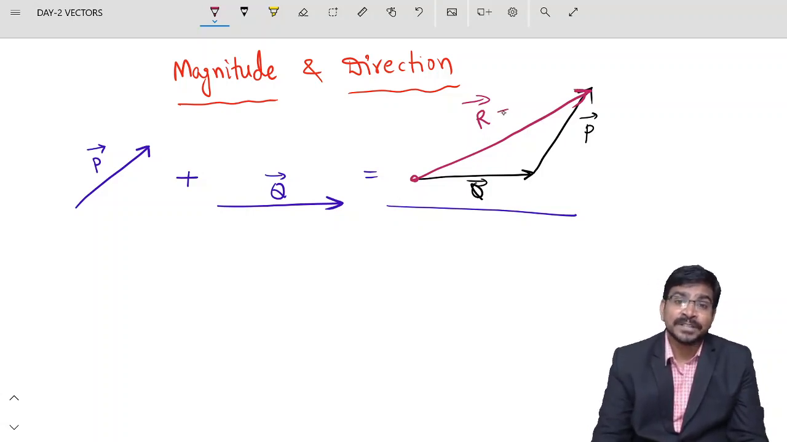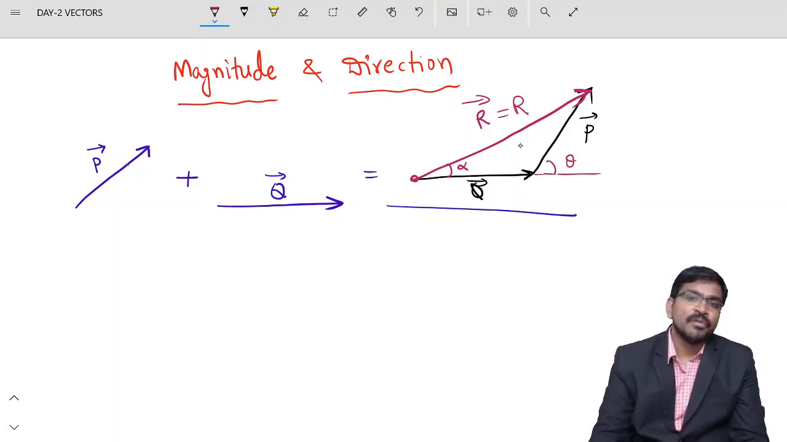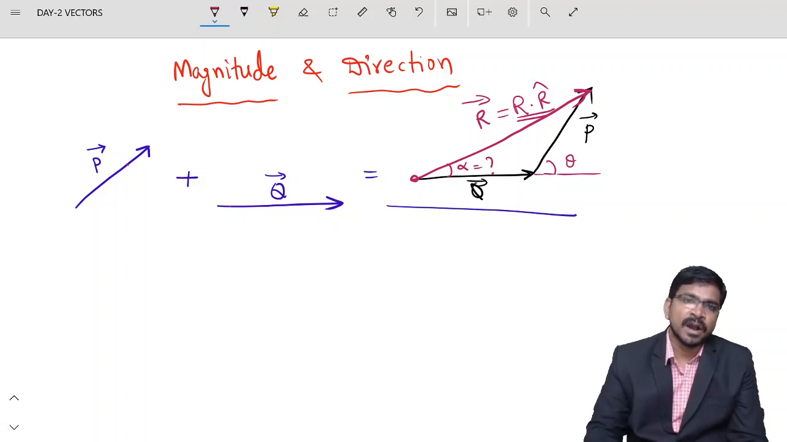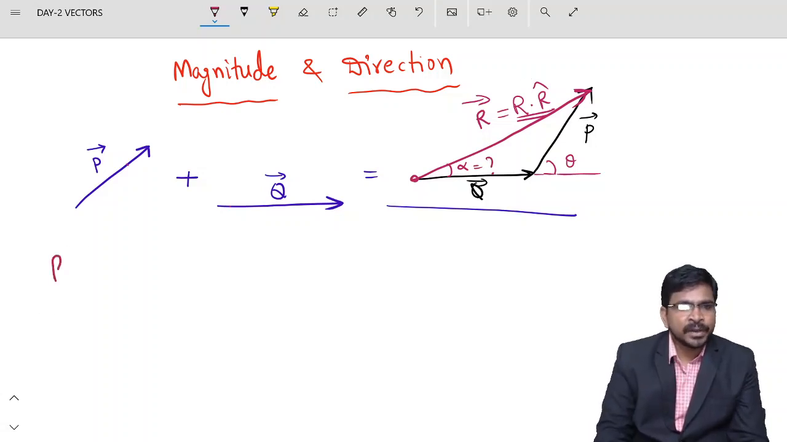But what is the magnitude of R and what is the angle made by R with the original vector? This is alpha, let us take. And the angle between two vectors is theta, let me take. And now what is R and R direction, right? That means alpha, what is alpha and what is R? Here R is the magnitude that is given by a direct formula.